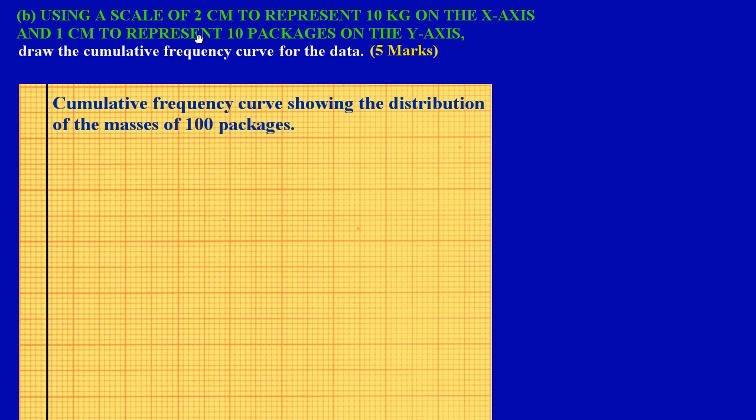Now part B states that using a scale of 2 cm to represent 10 kilograms on the x-axis, so every 2 cm I'm going up by 10 kilograms, and 1 centimeter to represent 10 packages on the y-axis, draw the cumulative frequency curve for the data. And that's 5 marks for that. That's an easy 5 marks, so you don't have to worry about it.